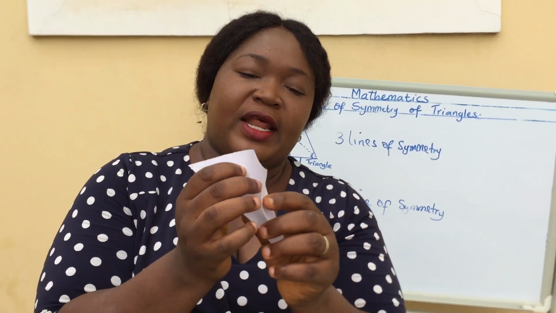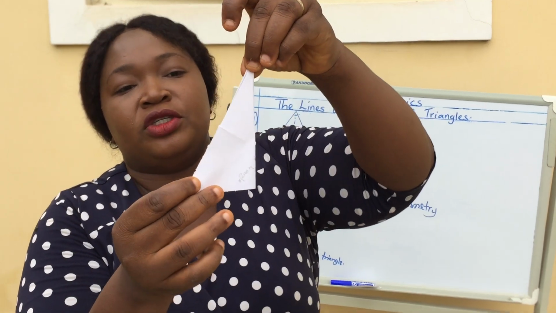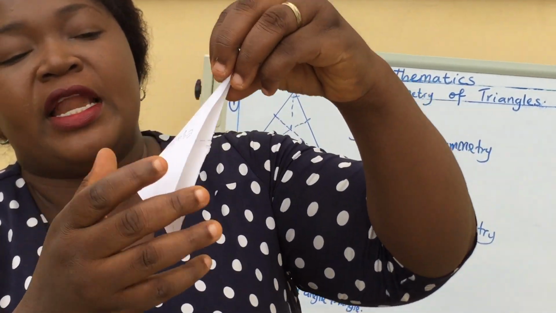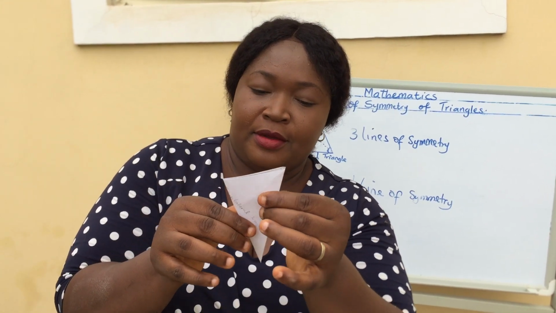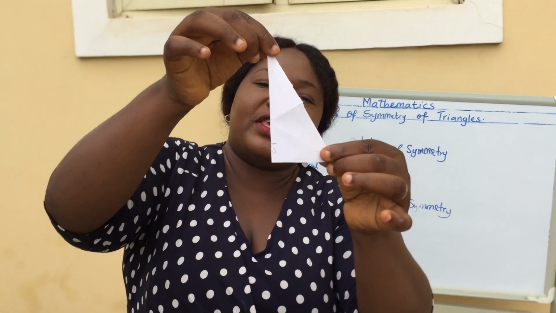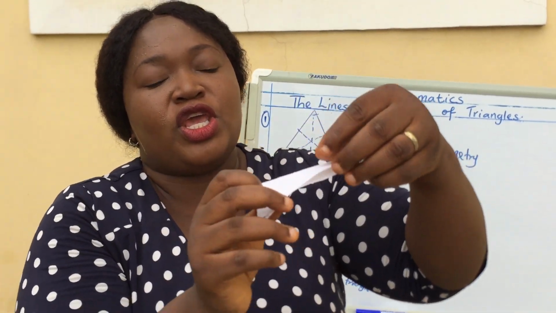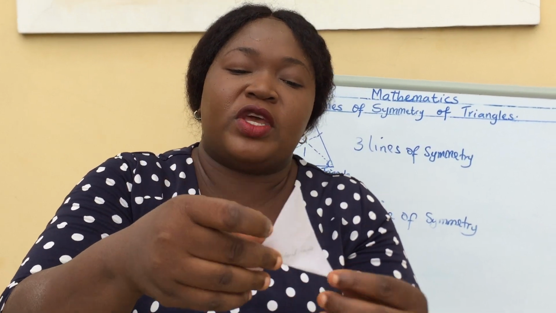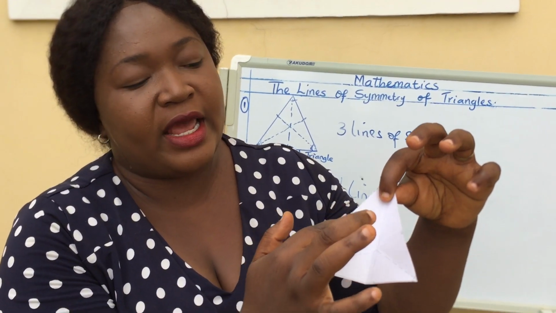Now the second one is like this. Can you see that too? Good. It overlaps each other and the two parts are also equal. And the third line is line 3. Okay. Good. Can you see that too? Yes, it overlaps and then the two sides are said to be equal. So the number of folds of this is 3. You have 1, 2, and then 3.